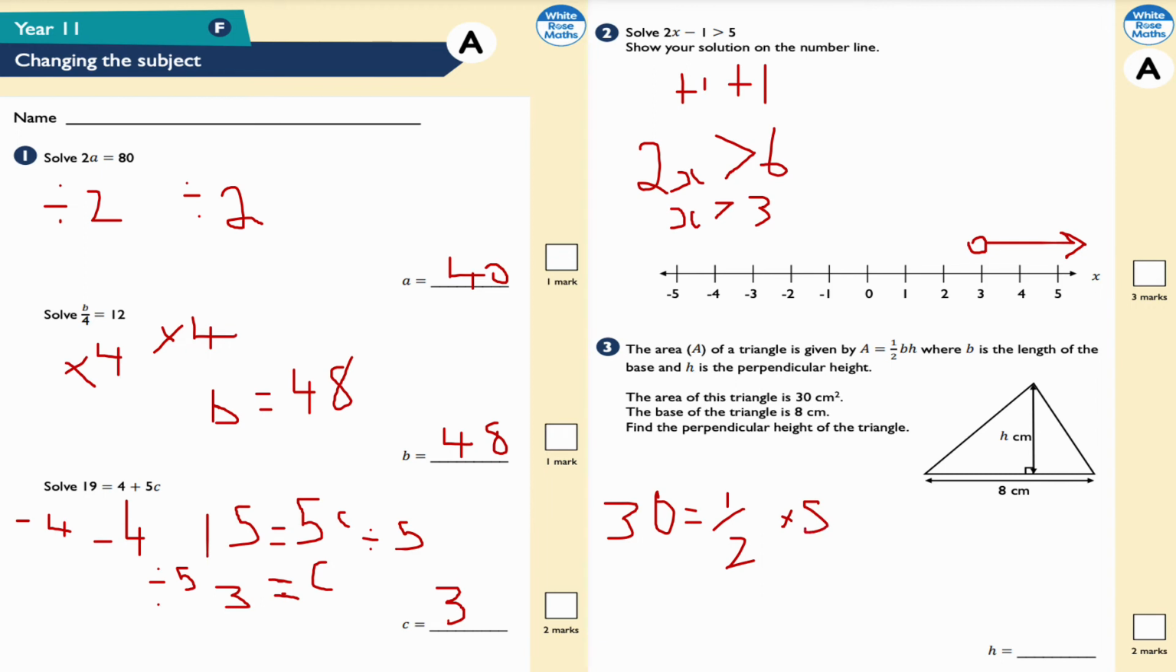A half times 8 is 4. So on the right hand side, I'm going to get 30 is equal to 4h. Dividing both sides by 4 will get me what h is. 30 over 4 is the same as saying 15 over 2 or 7.5 centimeters. I'm going to leave my answer as a decimal here, but a mixed number is also welcome and it's also fine.